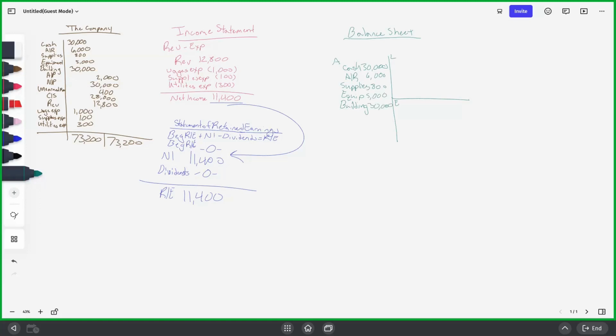All right. What's our total assets? 71,800. What about our liabilities? What liabilities do we have? Accounts payable, unearned revenue.